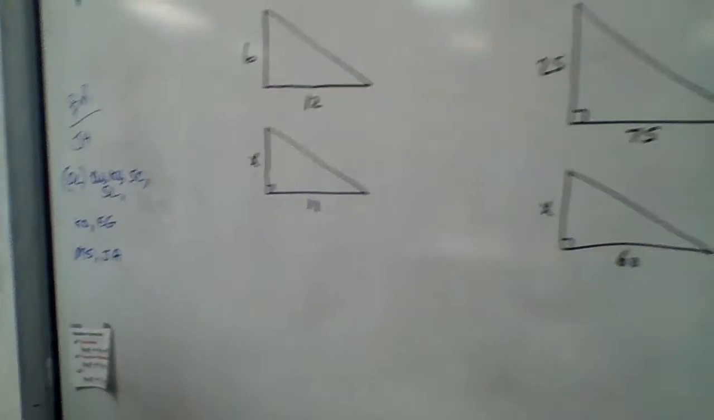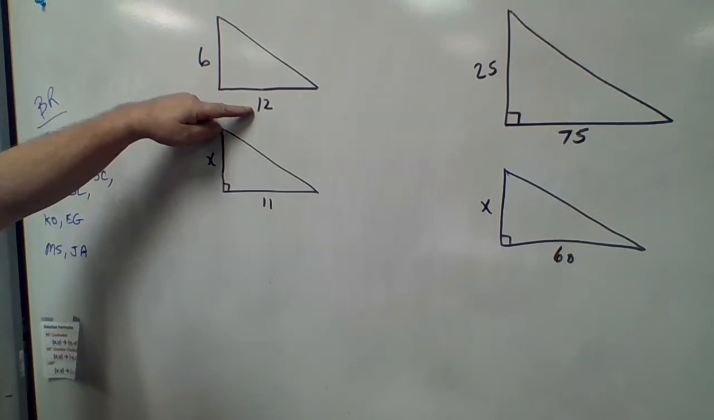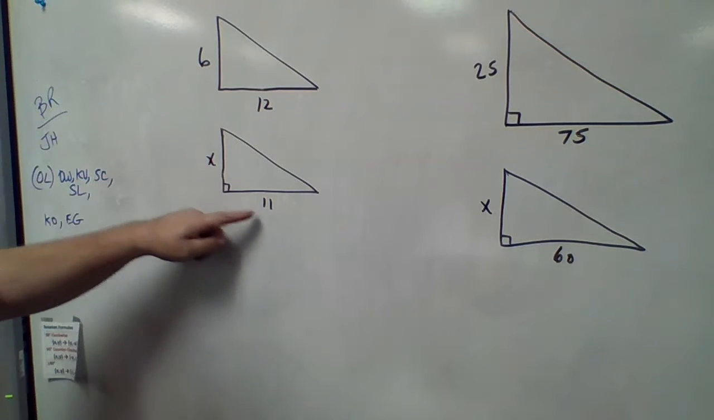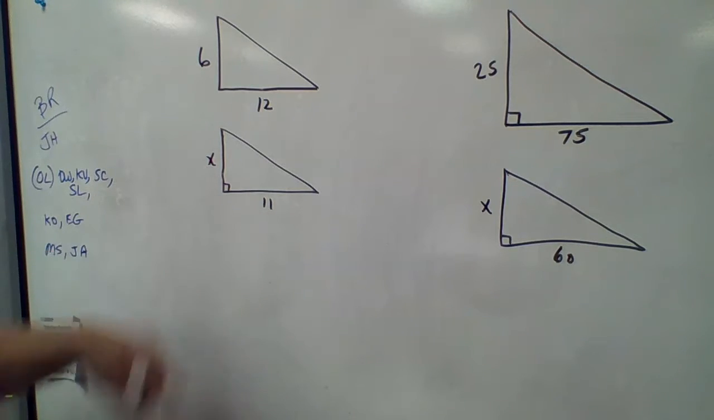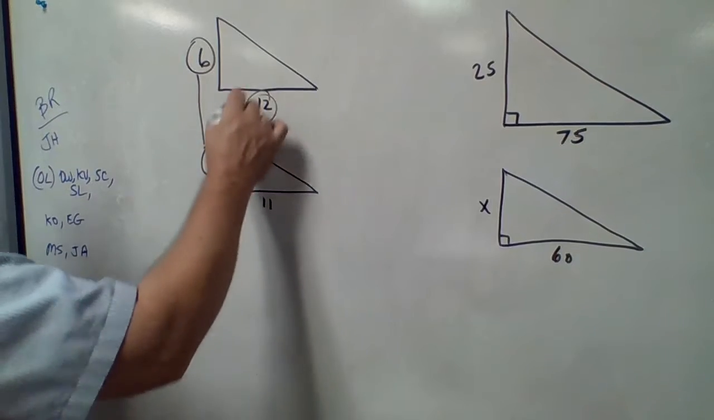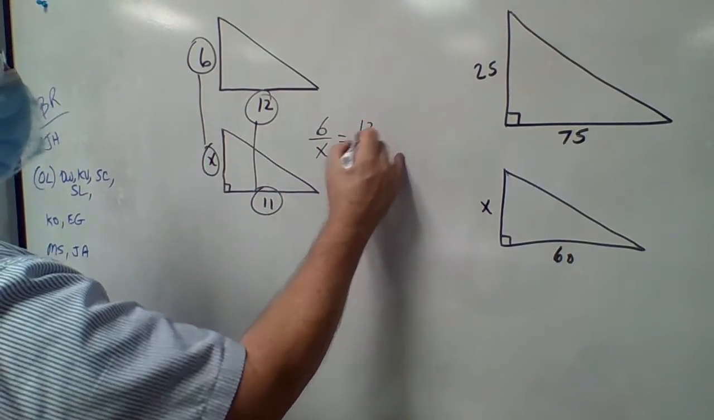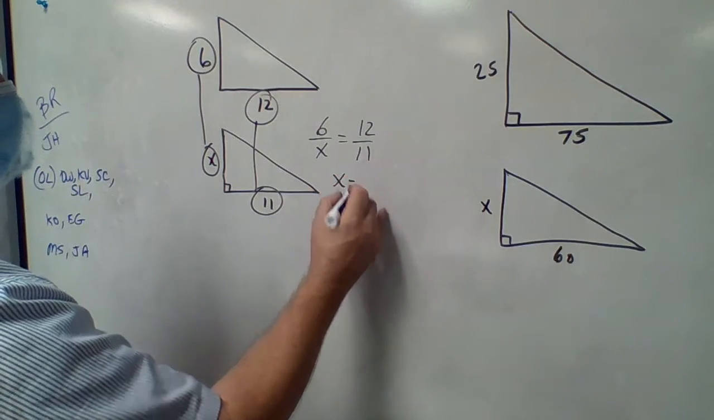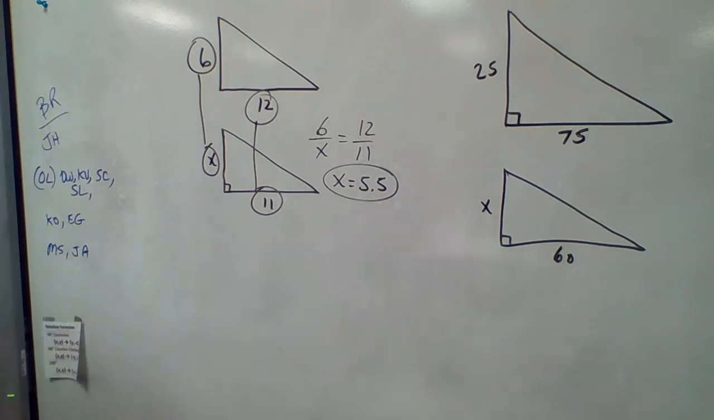Okay, what if somebody said a 6-foot tall person is casting a 12-foot shadow? Meanwhile, an unknown height of a person is casting an 11-foot shadow. Can you find the height of this unknown person? Hopefully you can see that this pairs with this pairs with this. So we've got 6 over x equals 12 over 11. And if I solve for x in this case, x ends up being 5.5.